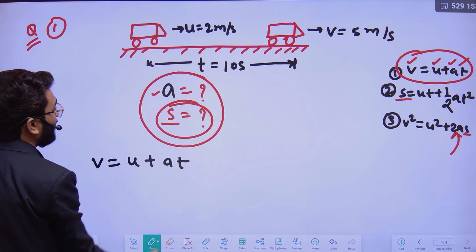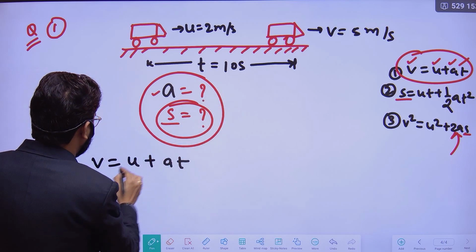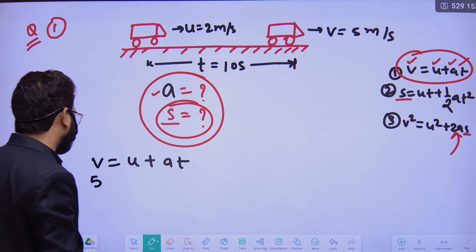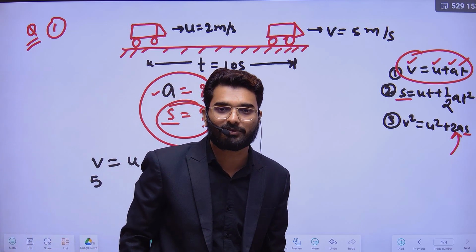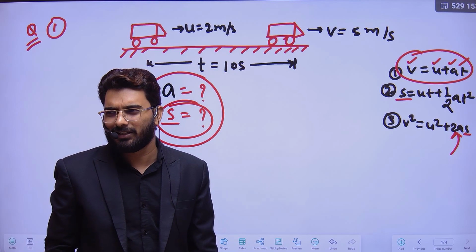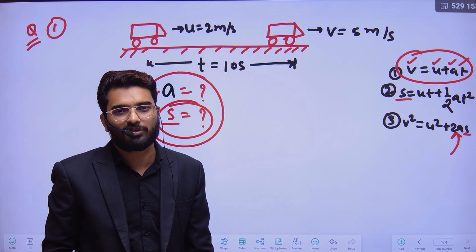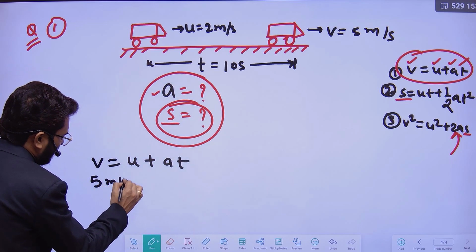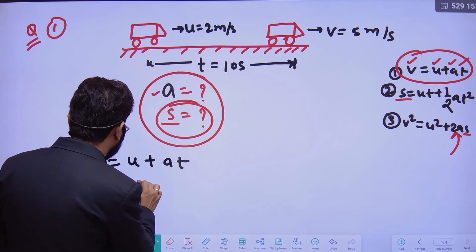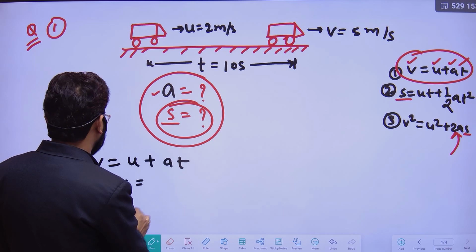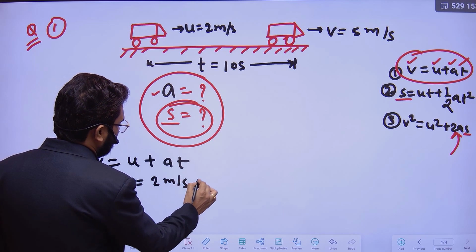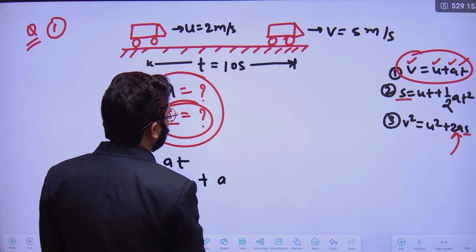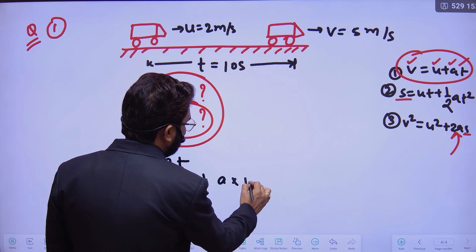That means we have the value of v, here it is 5. I have just written the values, sometimes not with SI units, but I think in the exam you should also write SI units, that will be best for you. Let me suppose I write 5 meter per second. Okay, I have written it with SI units. And u is equal to 2 meter per second plus a, which we have to find, and we have the value of t, which is 10 second.